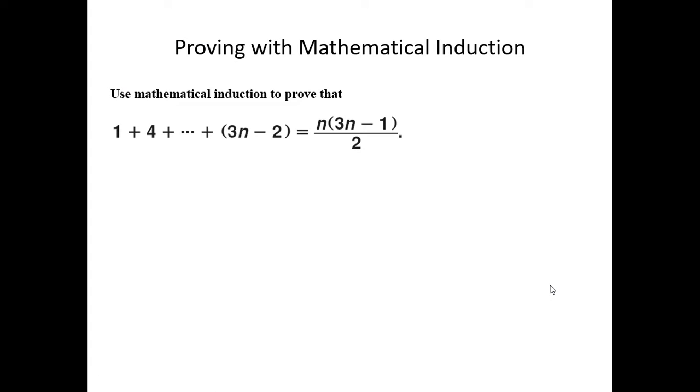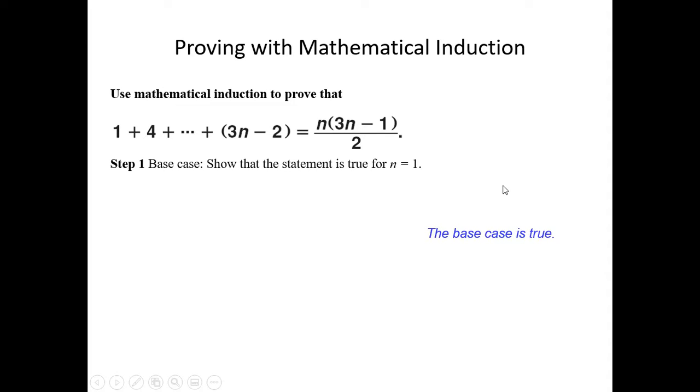So, suppose I have this statement, 1 plus 4 plus ... plus 3n minus 2, so we don't know what n is, but it could be any natural number. We want to prove that that is equal to n times 3n minus 1 divided by 2. So how can we prove that this statement is true for all numbers n? Well, first thing we have to do is show that it's true for n equals 1. This is called the base case.